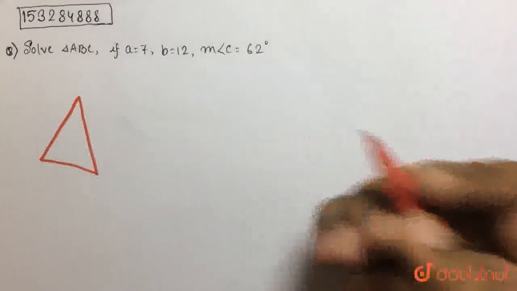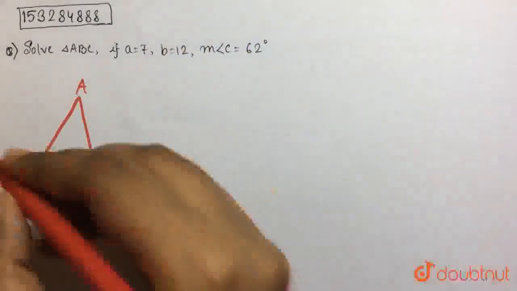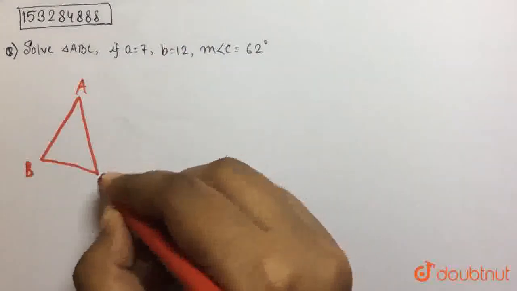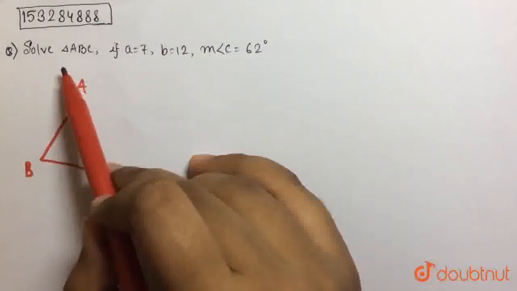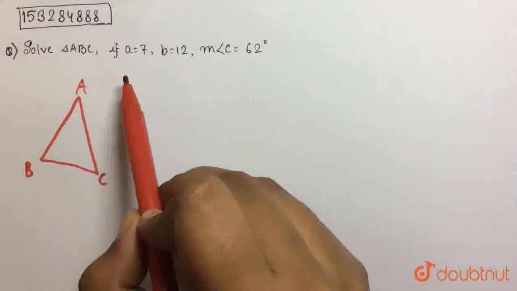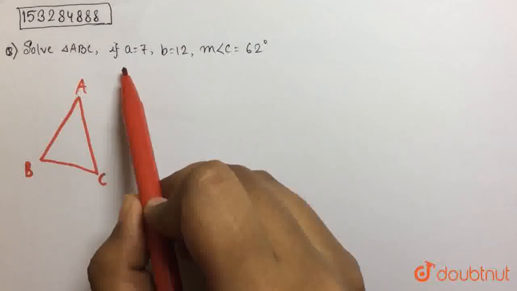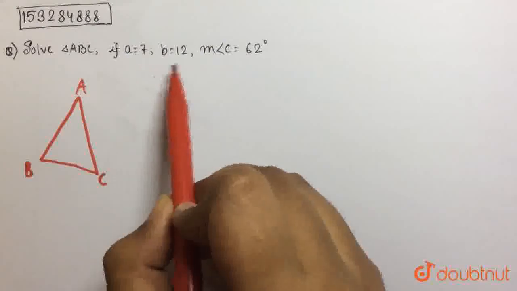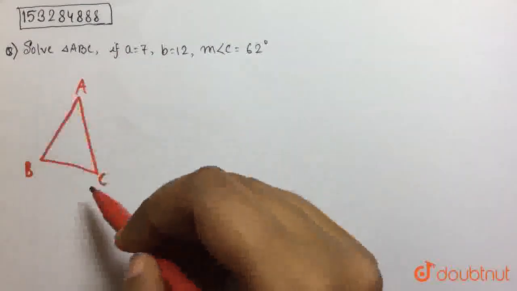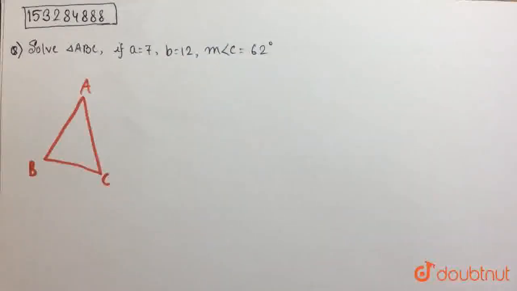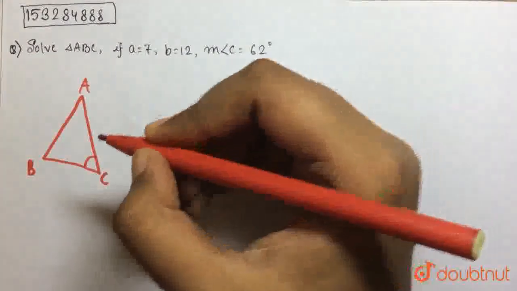Now in such type of sums, say this is a triangle, this is our vertex A, this is our vertex B and this is our vertex C. Alright. So you see that in triangle ABC the sides have been defined by small letters, right? So small a equals to 7, small b equals to 12, right? And angle capital C, so it's the angle at one of the vertex, that is 62 degree, and it has been said that this angle is 62 degree, right?